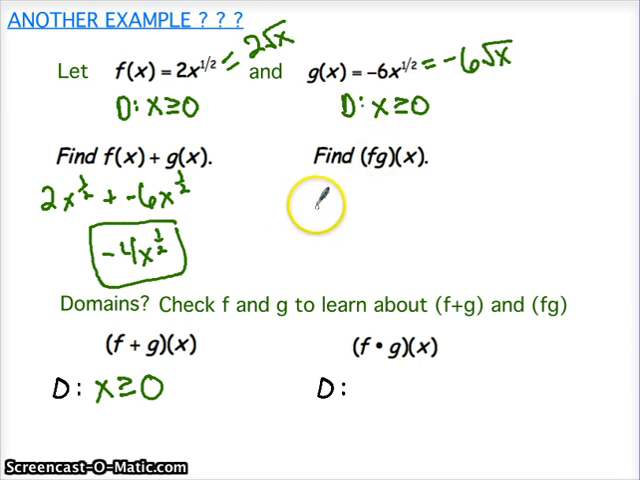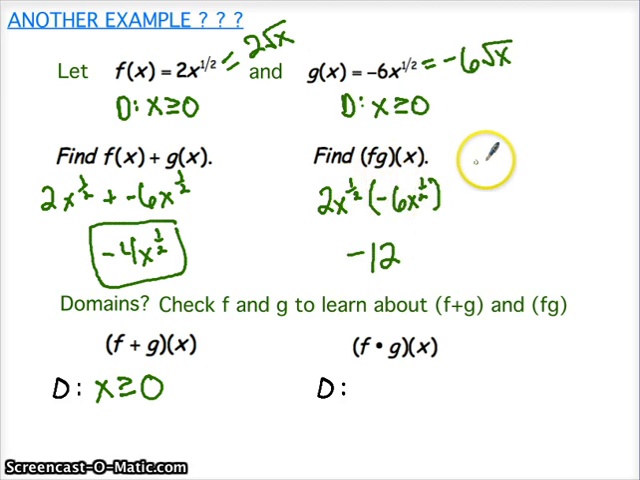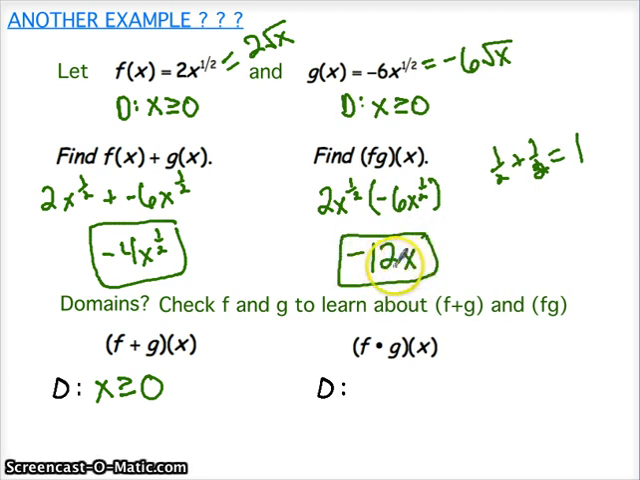However, when we multiply, we're saying let's take 2x to the 1/2 times negative 6x to the 1/2. Well, remember, multiply the numbers in front, and when you multiply with equal bases, we add our exponents. A half plus a half equals 1. So we really just get negative 12x, which, hey, that's not a problem. I can plug anything I want in for x. I can multiply by negative 12 and still get a real answer.